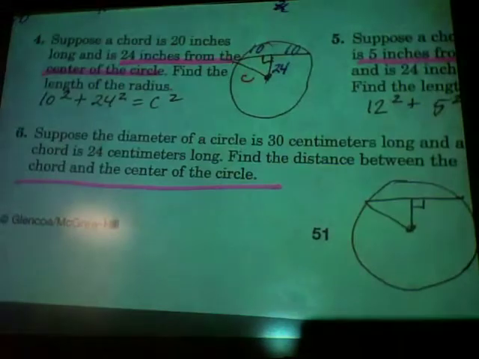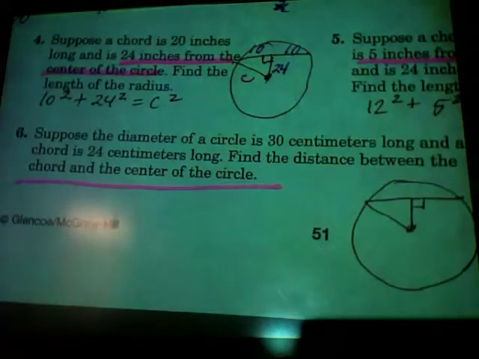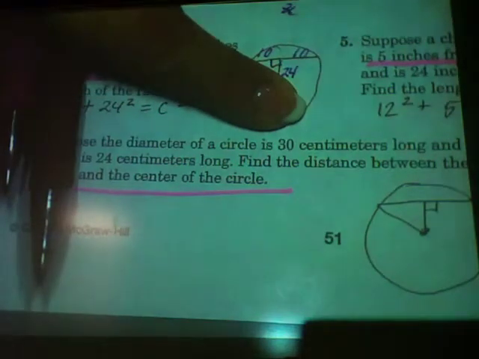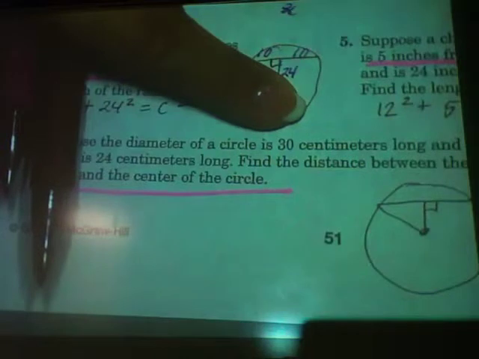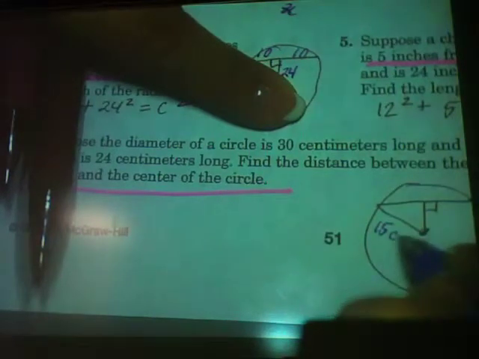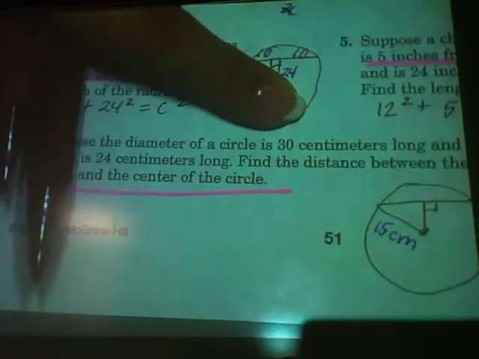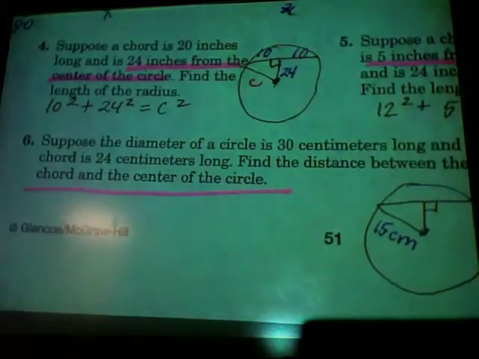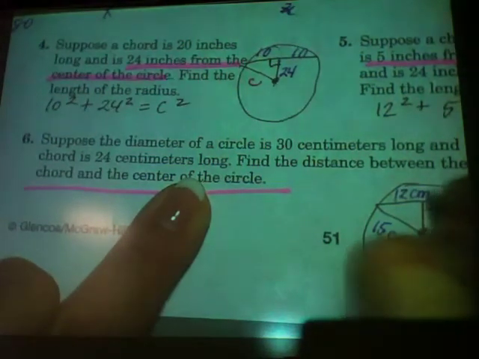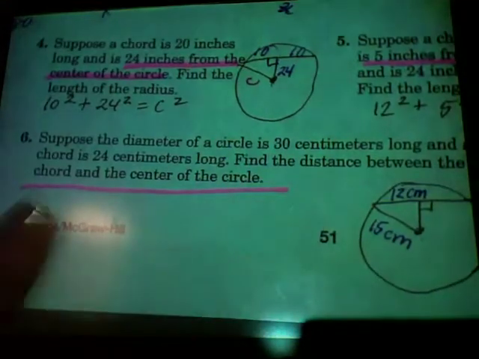This time though, they said, suppose the diameter of the circle is 30 centimeters long. What do I do with that information? 30 centimeters long. Where does that go in this picture? Does the whole 30 go someplace or only part of it? Isn't this part of a diameter? It's a radius, right? So if the diameter is 30, what's the radius? So 15 centimeters would go here. Then it goes on to say, and a chord is 24 centimeters long. So doesn't that mean that 12, half of that, would go here?